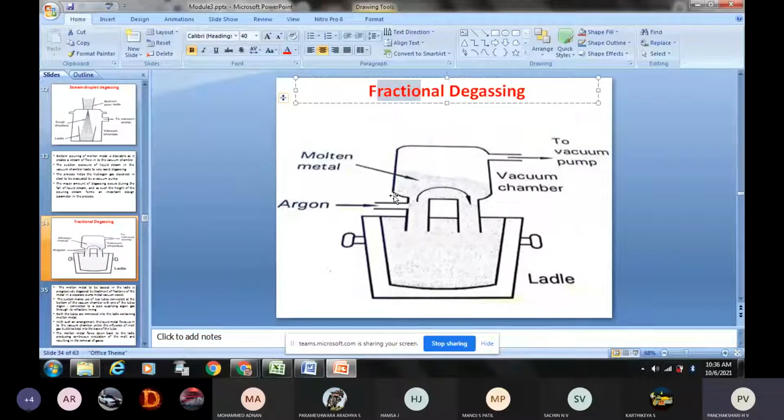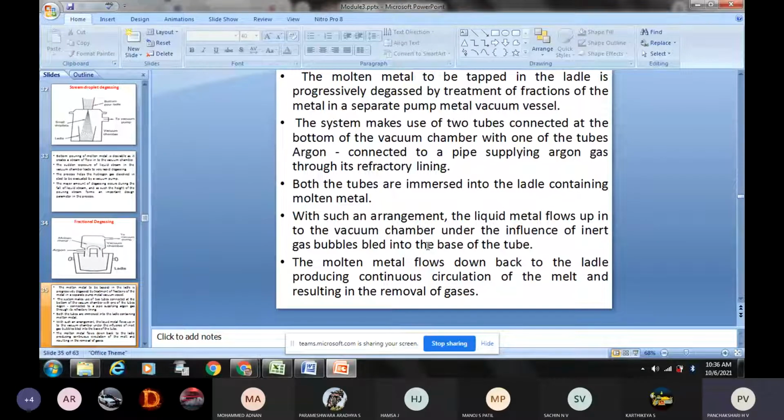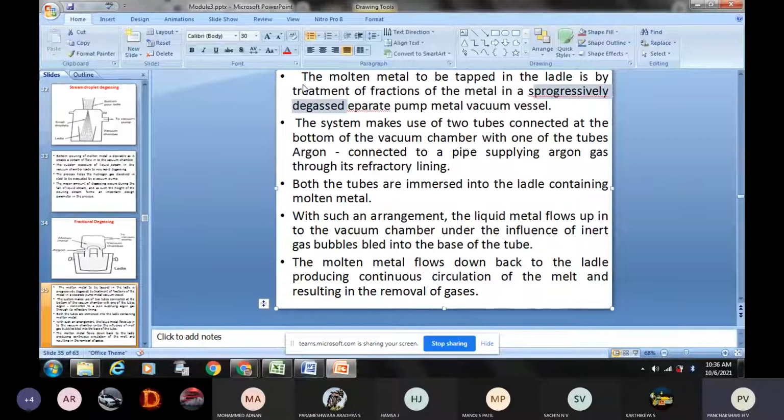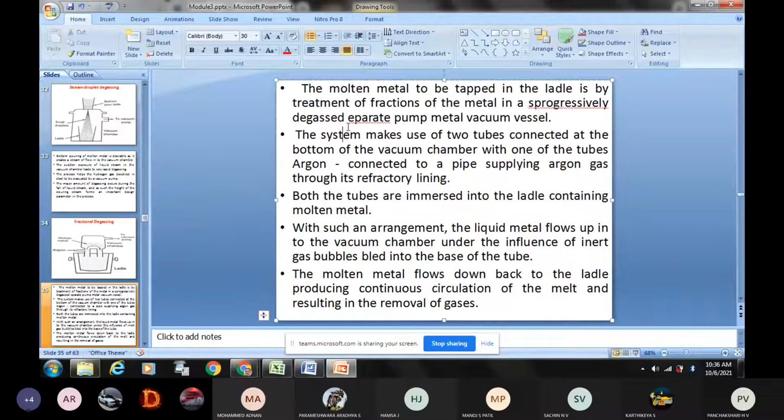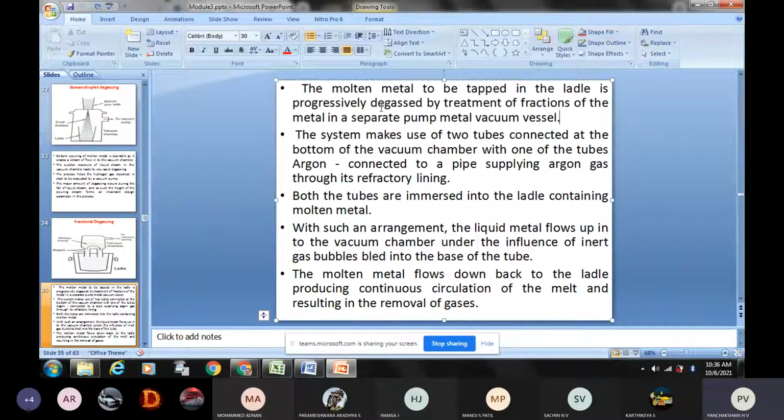This is the explanation, whatever I have given here. The molten metal to be tapped in the ladle is progressively degassed. See here, it is progressively degassed. Progressively means not at a time. It means slowly, step by step. It is progressively degassed by treatment of fractions of the metal in a separate pump metal vacuum vessel.